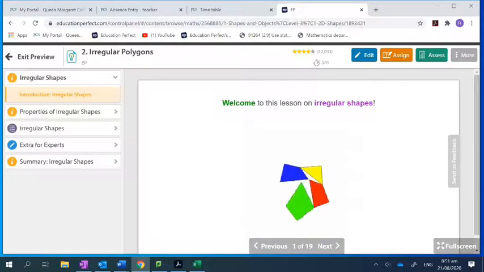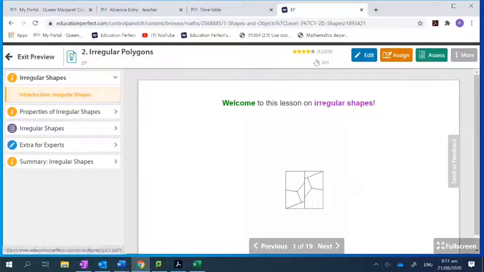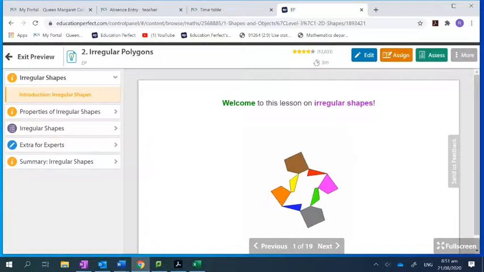Okay, the last ones we were looking at were all regular shapes. This time, we're going to look at some irregular shapes. So this is a combination of a bunch of irregular shapes.